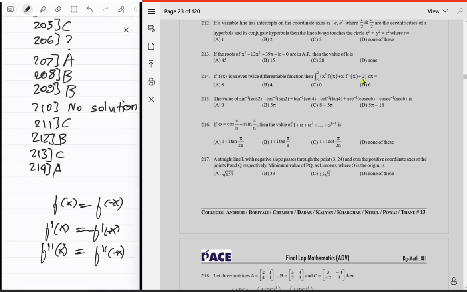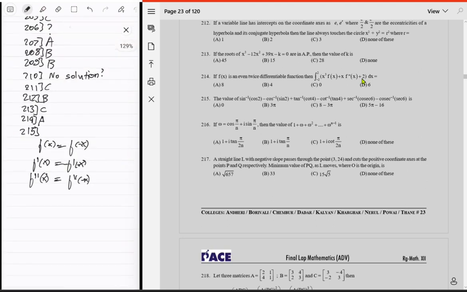Next question, 215. Actually, they have just gone with f of x equal to 0 to do all this.